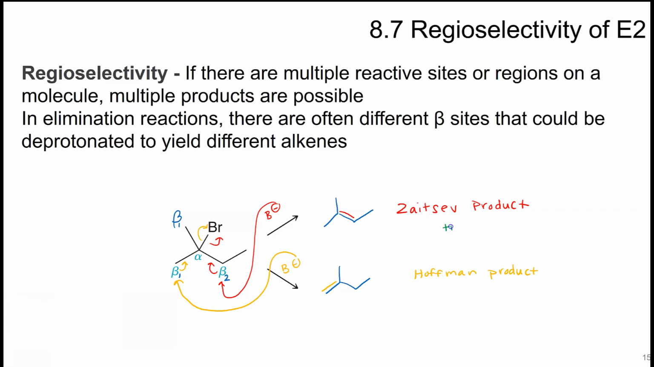This is a tri-substituted alkene. This is di-substituted. This has 3 groups coming off of it. This has only 2. This is the more stable product. We learned a few slides ago that the tri-substituted is more stable than the di-substituted, and that's why that is the more stable product.